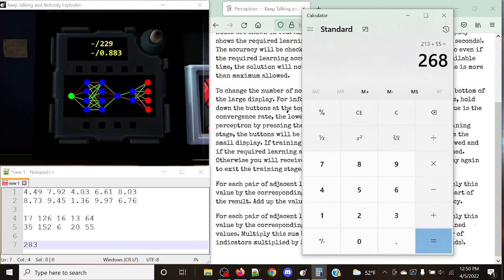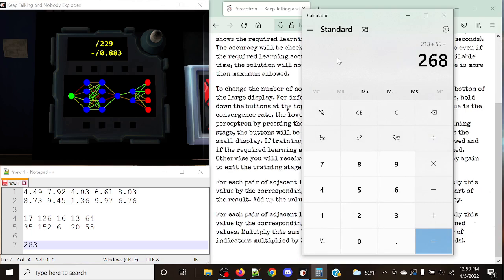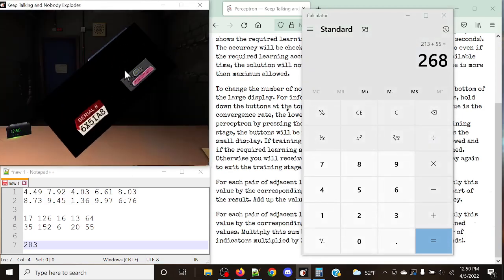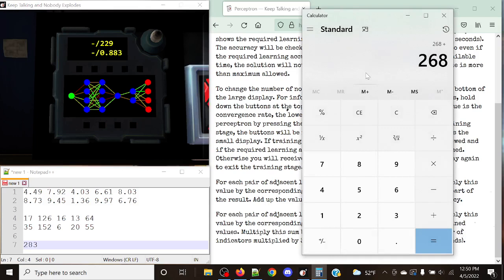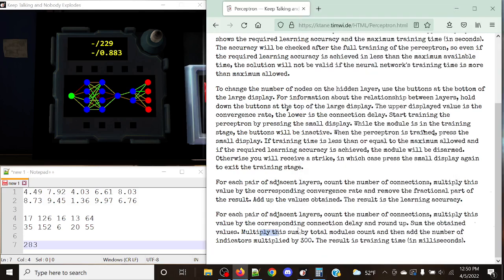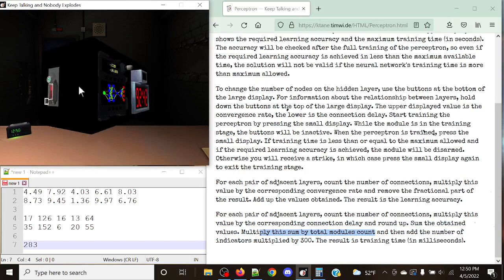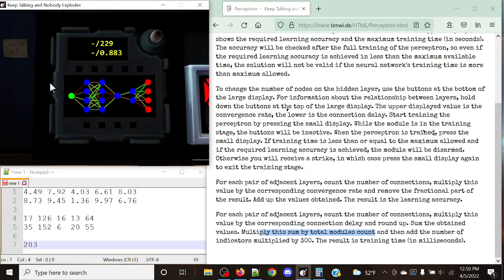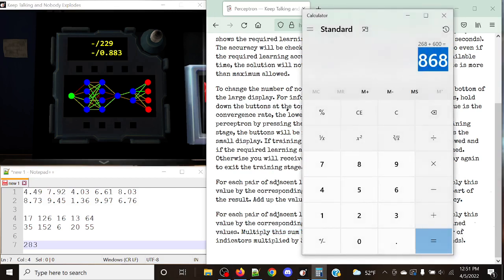Now, if we take this 268 and we add the 600 from the indicators, it does indeed fall under the 883 time, and make sure that we remember to multiply this by the sum of the total module count. In this case, there's only 1 module on the bomb, so it's just simply 1. Remember that step. That's very important. I will do that in the second example, but in this case, we have 868.